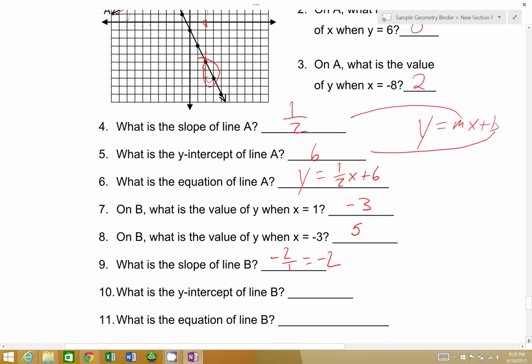What is the y-intercept of line B? Well, it crosses the axis right here at negative 1. So the equation, my m is negative 2, my b is negative 1. So y equals negative 2x minus 1. Pretty easy.